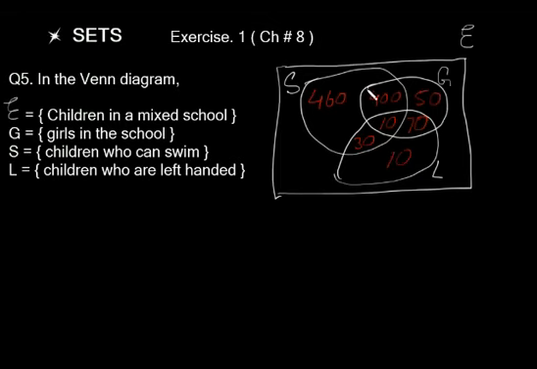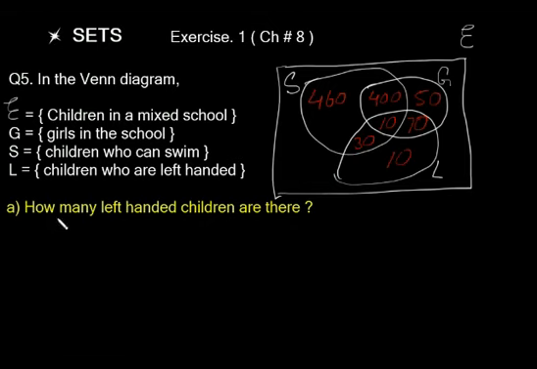Now this is a very interesting question. If you understand and if you do this question number 5, question number 3 and 4 will be very easy for you. In A part it says how many left-handed children are there. So it means that you just have to look in the circle of left-handed. There is no other condition, only left-handed children. So you just need to add all the children in this circle of L. So it means that 70 plus 30, 100, 100 plus 10 plus 10, it means 120 who are left-handed children.